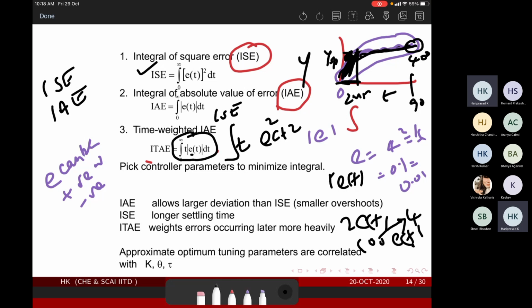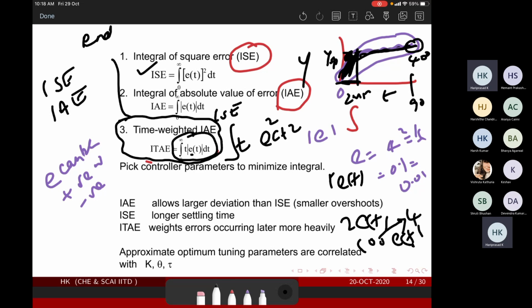So time weighted absolute error is a very common criterion, which is essentially used for quality control, endpoint quality control. Endpoint quality control means that when you stop everything, your things should be correct. So over the time, things should improve.